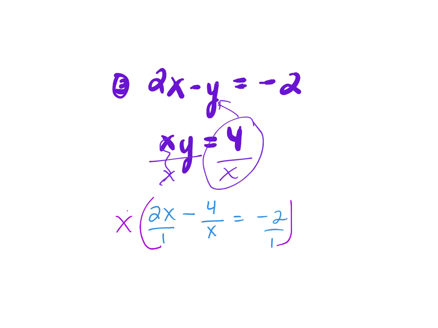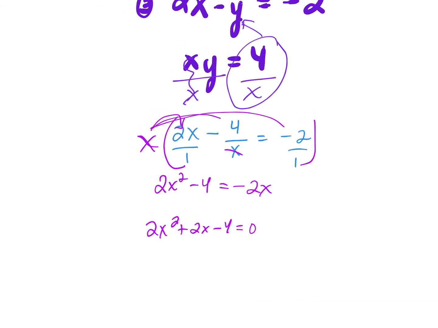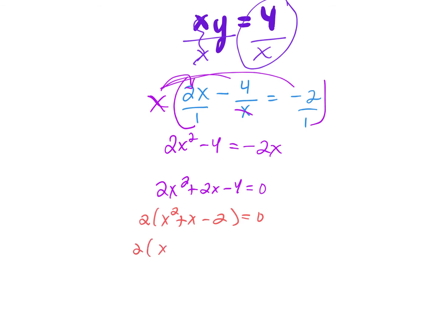Yep, perfect. X times 2x is 2x squared. If I multiply 4 times x, I get 4x, right? Then what happens to the x's? They cancel out. So I have minus 4, and then I multiply x times negative 2, so I get negative 2x. Here is our basic quadratic, guys. Let's move everything to one side. So I have 2x squared plus 2x minus 4 equals 0. Now we're going to factor. You guys notice anything? Okay, perfect. Take out a 2. I'm left with x squared plus x minus 2 equals 0. Are there factors of 2 that will multiply to give me a negative 2 but add to give me a positive 1?